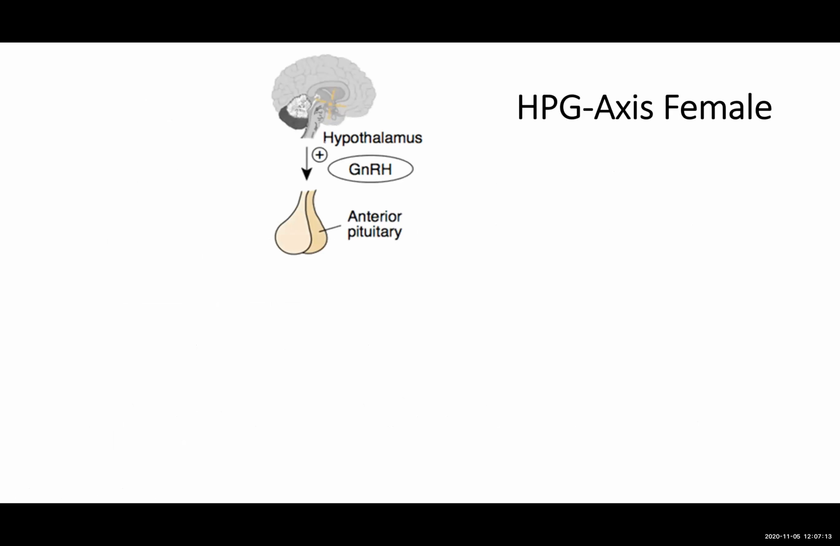This is going to show you the HPG axis. So we have the hypothalamus up in the brain. And it releases GnRH, which communicates with the pituitary gland. And again, we're most concerned with this anterior pituitary gland. So GnRH will positively stimulate this gland to release the other two hormones.